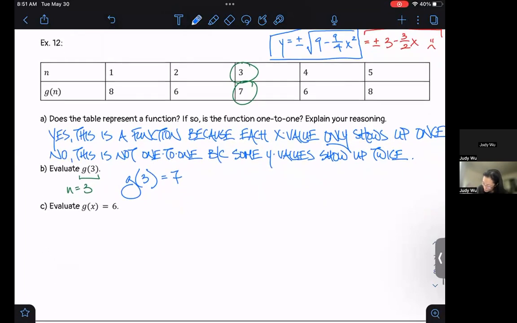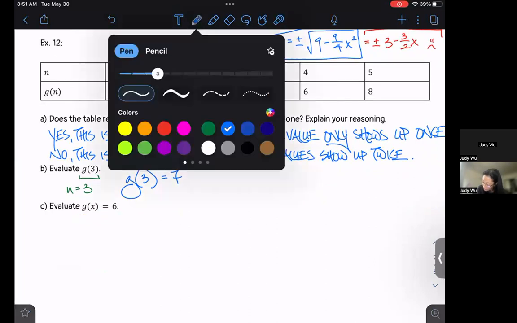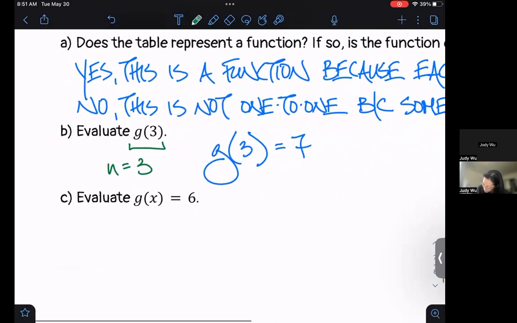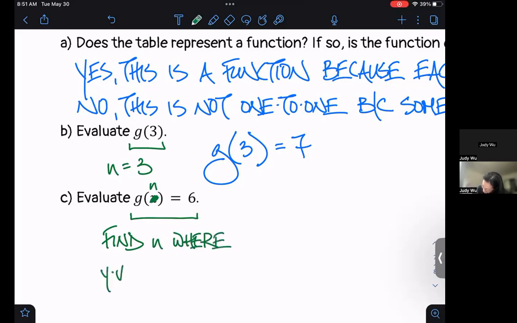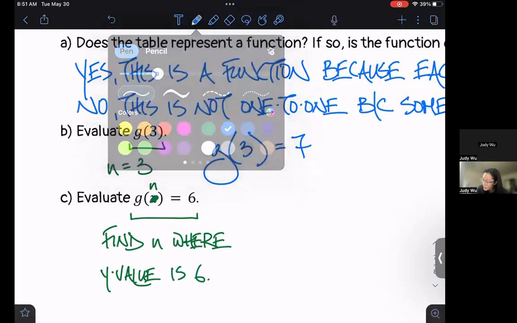All right, last question here. Evaluate G of n equals 6. Well, it means that I should have written an n in here. First of all, G of n equals 6, all right? But this means find n where the y value is 6. All right, so let's go back to our table.